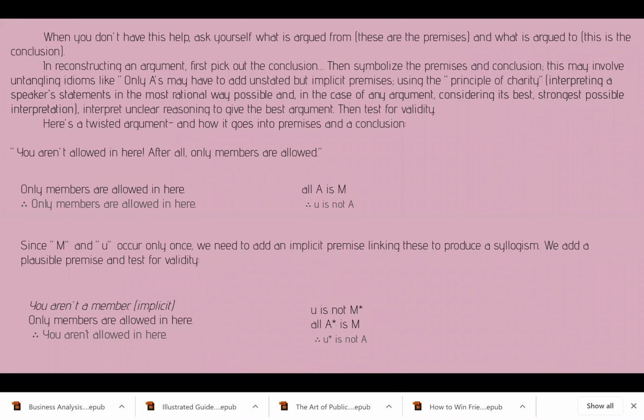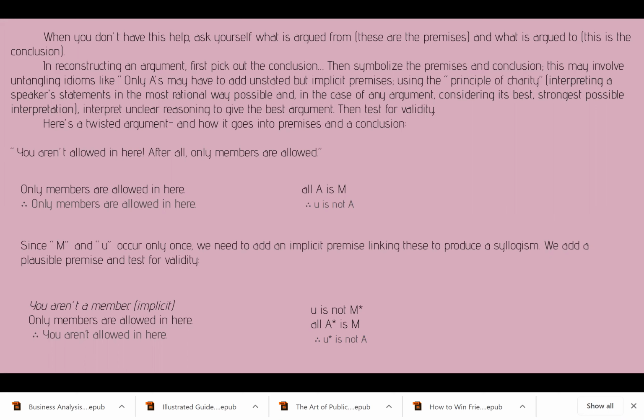This is the conclusion. In reconstructing an argument, first pick out the conclusion, then symbolize the premises and conclusion. This may involve untangling idioms like only A's. You may have to add unstated but implicit premises, using the principle of charity, which is interpreting a speaker's statements in the most rational way possible, and in the case of any argument, considering its best, strongest possible interpretation.